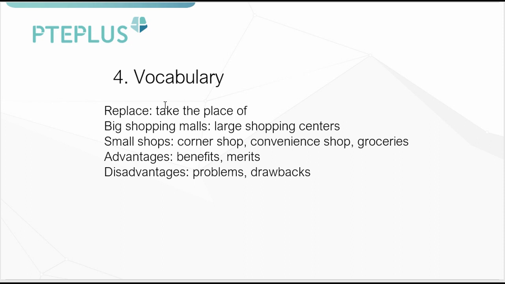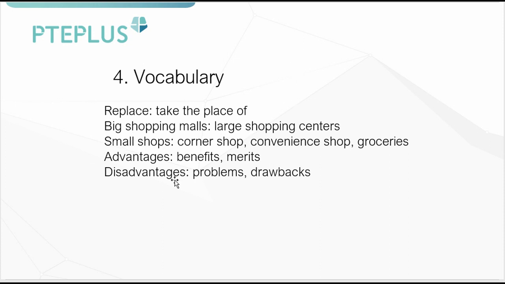And remember, we can either choose to find an alternative for replace in the form of something academic or in the form of something that is colloquial. If you're looking for something academic to take replace's place, you might look at alternative, which is harder and more complex. Or we can go the colloquial route, which is take place of. For big shopping malls, we can say large shopping centers. And for smaller shops, we can always use words like corner shops, convenience shops, and groceries. So these all mean the same thing, and it helps to add variety in our vocabulary.